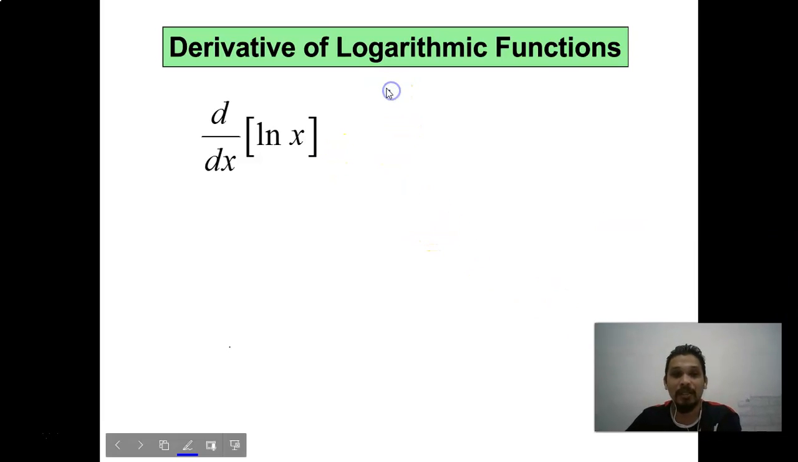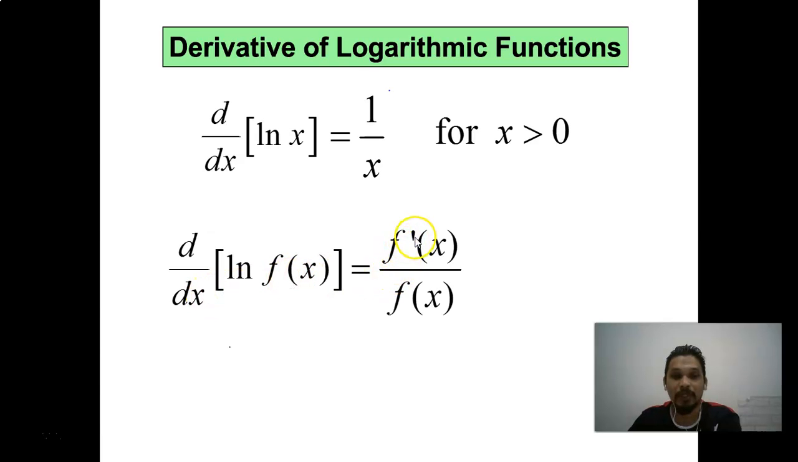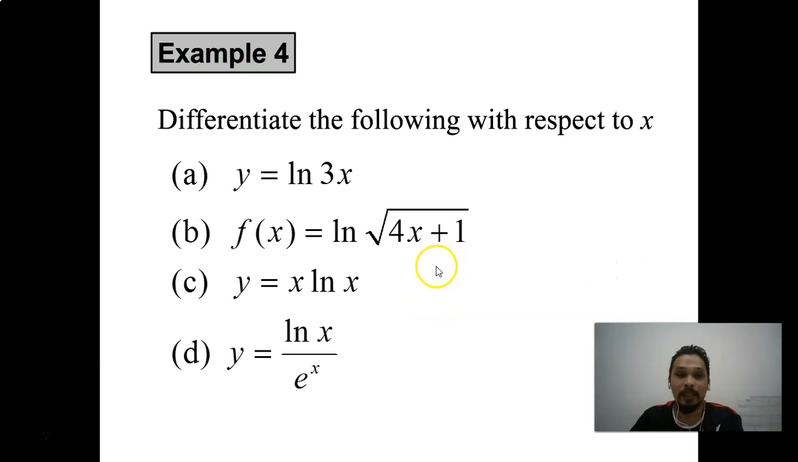Differentiate natural log of x equals 1 over x for x greater than 0. And differentiate ln of f(x) with respect to x equals f prime x divided by f(x), for f(x) greater than 0. Okay, now look at this one here.